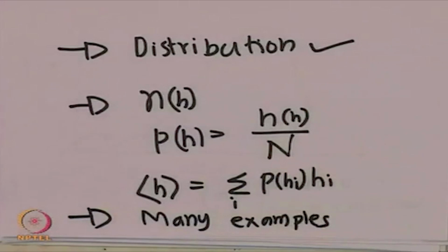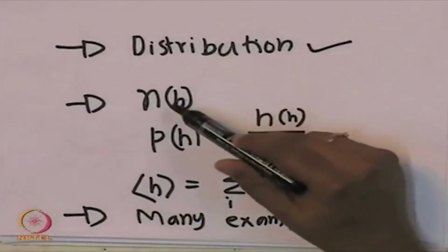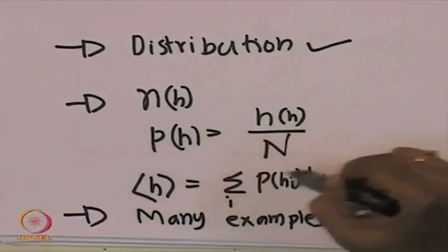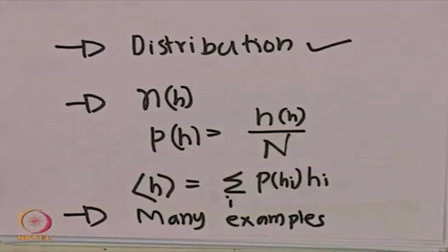So, these are the things that we learned today. We learned about distribution, the height distribution, how we convert this distribution to a probability distribution, how we calculate average and standard deviation from this probability distribution, and many examples. This is the summary of today's lecture. We will discuss various other distributions and properties of distributions in the coming lectures, and we will discuss many more biological examples. So, with this we will stop today's lecture with this introduction of distributions.